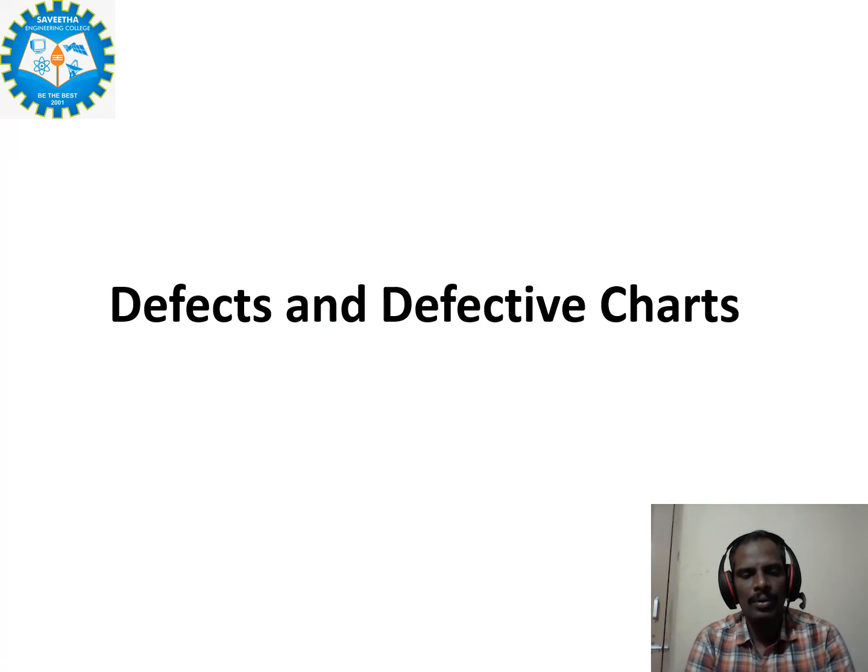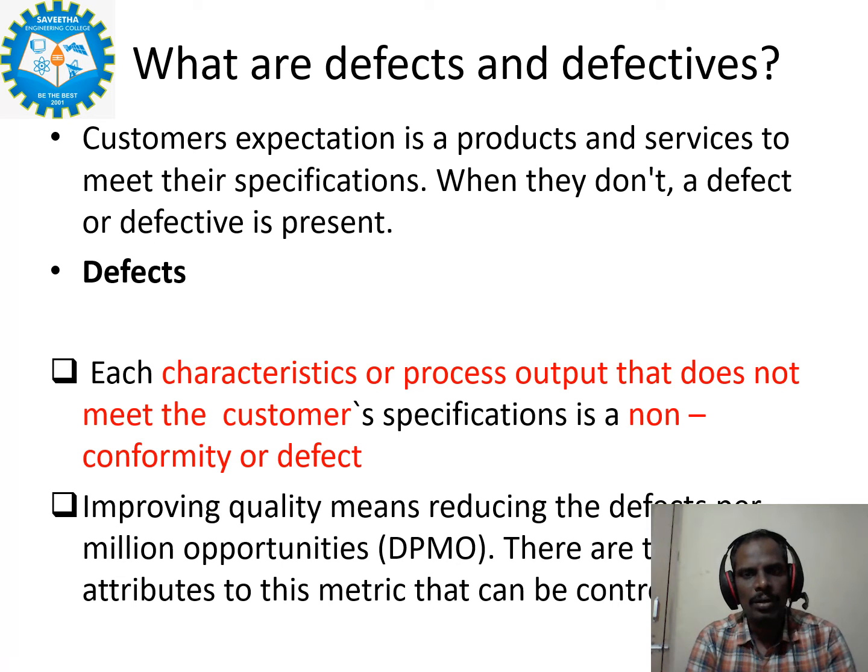Now we're going to see another most important topic, which is defects and defective charts. What are defects and defectives? Customers' expectation is that a product or service meets their specification. When it doesn't, then defects or defectives are present.